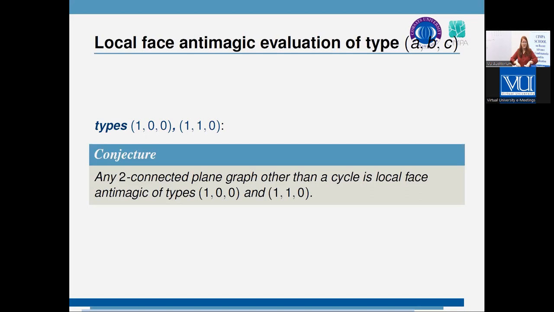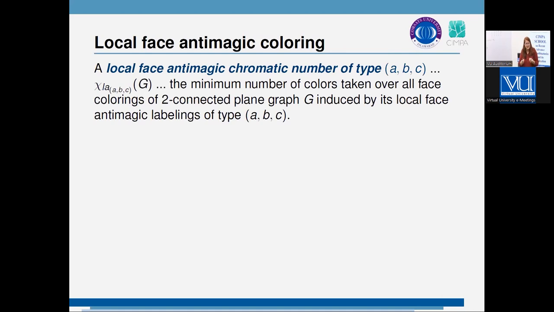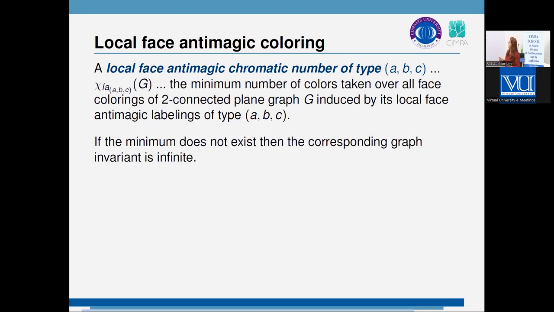Okay, so now we have existence, as you will need after this lecture, that such labeling exists. And now what we are going to do is ask to find the minimum number of colors. The color will correspond to the weight of the faces, such that adjacent faces still have distinct colors, and we try to minimize the number of distinct colors. Okay, so this is the concept of local face antimagic chromatic number of type ABC.